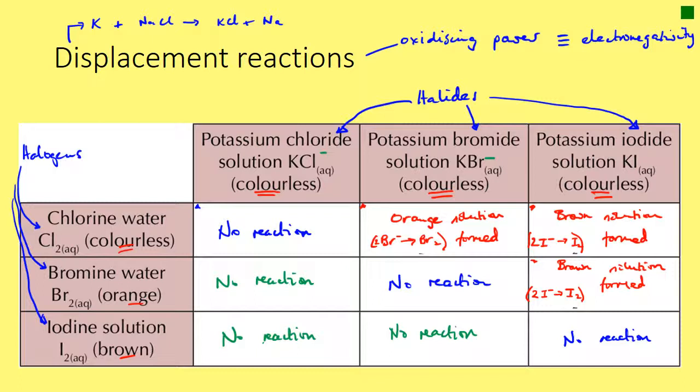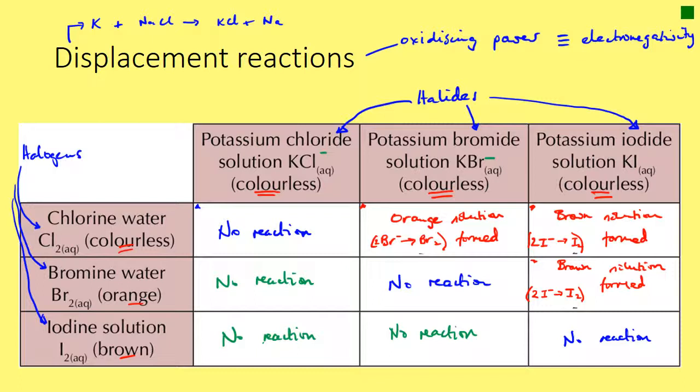So the chlorine will disappear. It's already colorless, but it stays colorless as a chloride, and what you will see is the colorless potassium bromide turn orange. So the orange solution, because what you've done is you've turned your bromide ions, two of them, into bromine with a displacement reaction, like that.